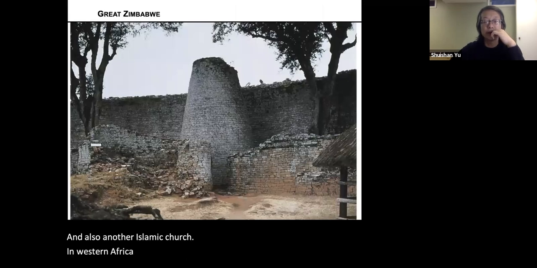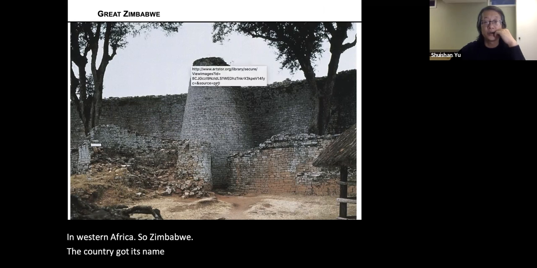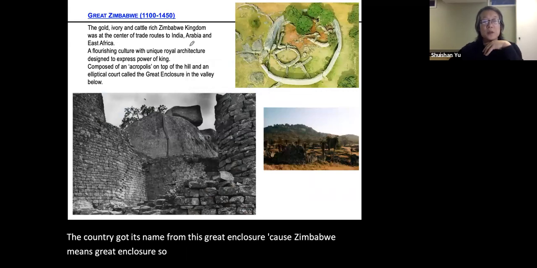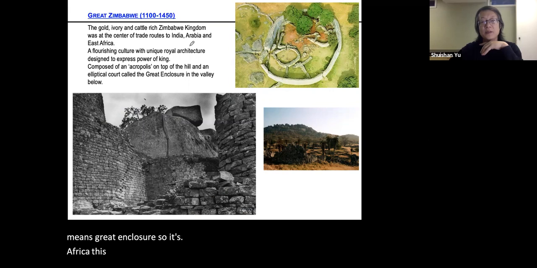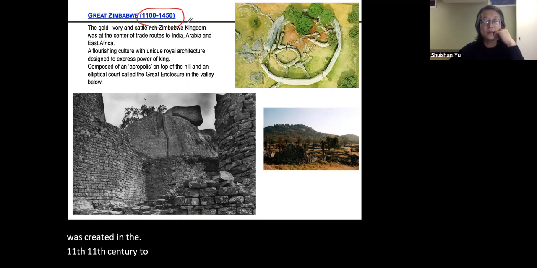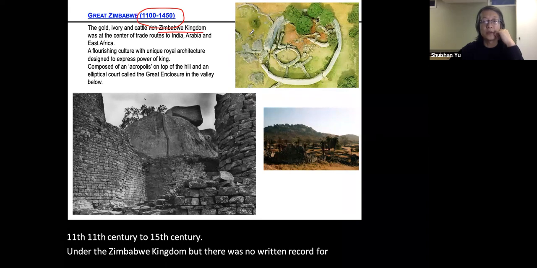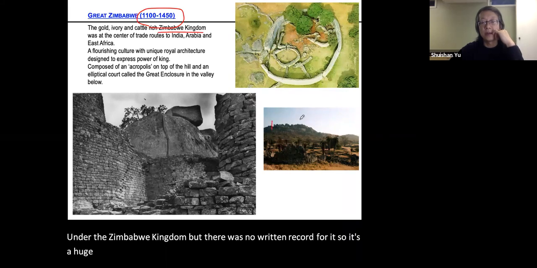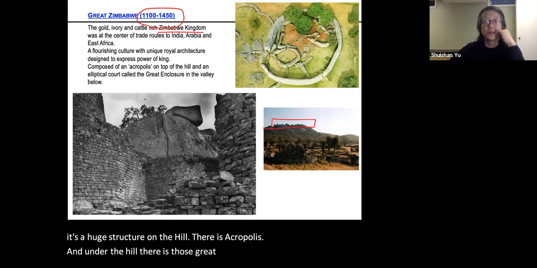So Zimbabwe, the country got its name from this great enclosure, because Zimbabwe means great enclosure. For Africa, this is prehistoric because there's no written record, even though it was created in the 11th century to 15th century under the Zimbabwe kingdom. So it's a huge structure. On the hill, there is an Acropolis, and under the hill, there are those great masonry enclosures.